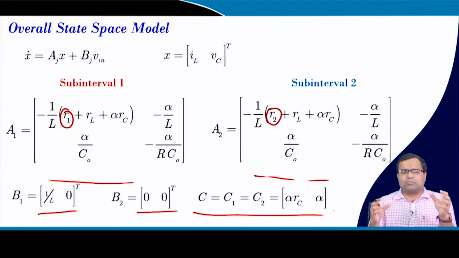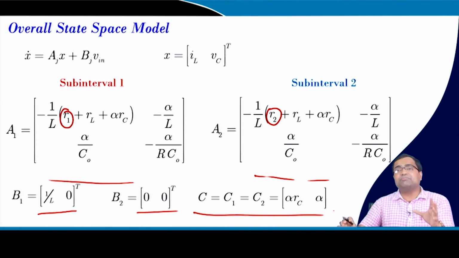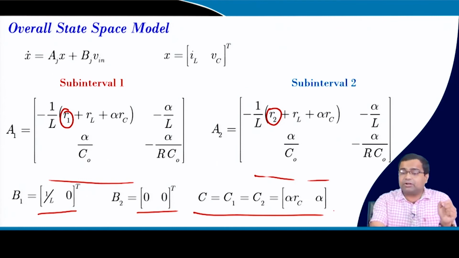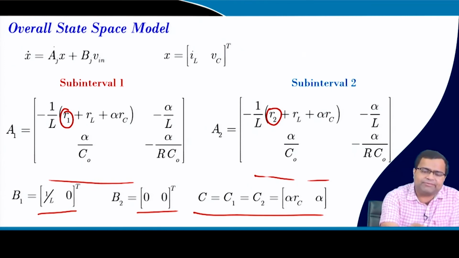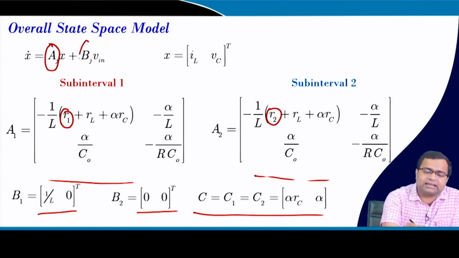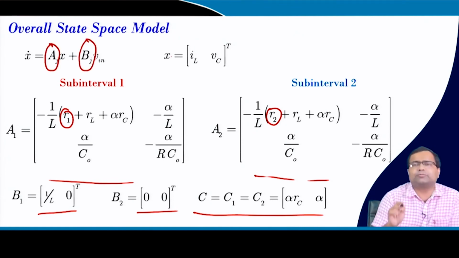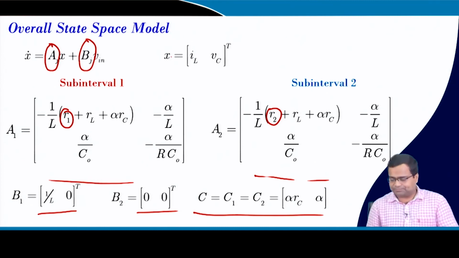But if you take a boost converter, A1, A2 are drastically different, they are totally different, but B1, B2 will be identical, and C1, C2 will be different. Okay. So, that means for any generic converter, you can assume that for every sub interval, you will get A_j, V_j, and correspondingly you will get the output voltage expression.